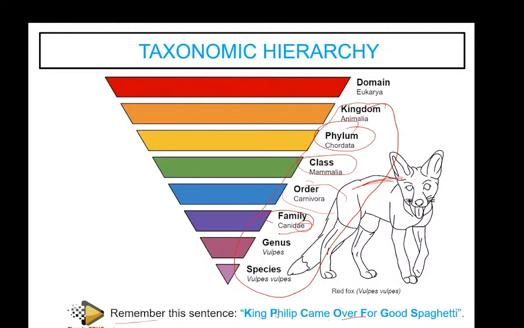King is for kingdom. Philip is for phylum. Came is for class. Over is for order. For is for family. Good is for genus. S is for spaghetti, sorry, for species. So that's how we can remember this. And this is the simple classification. That's how you can remember the simple classification.